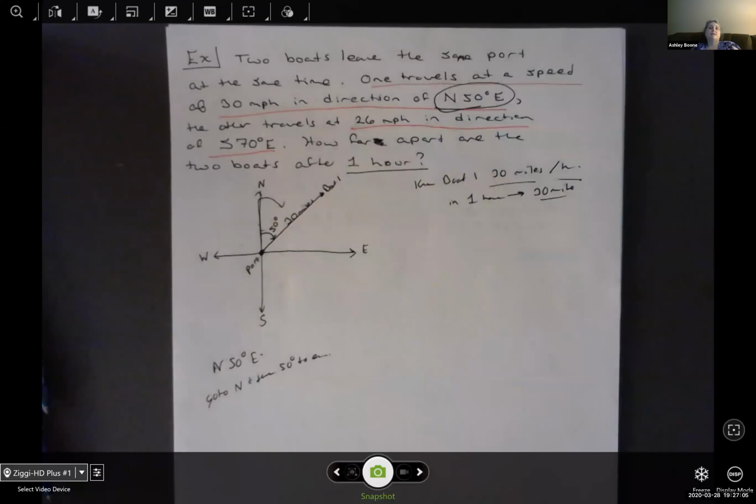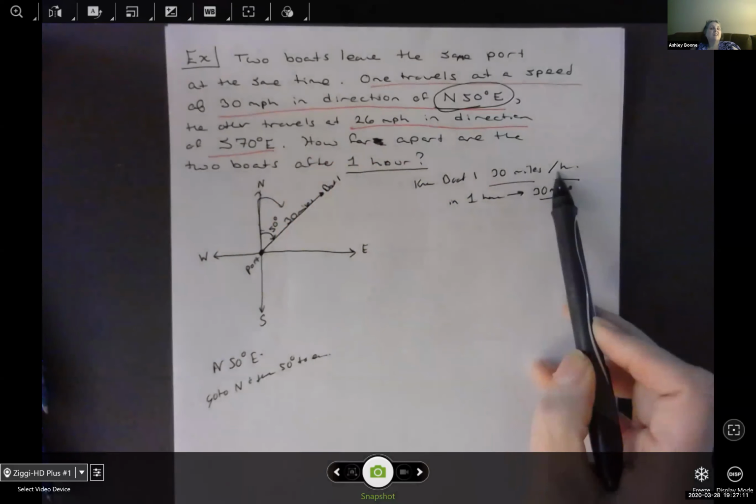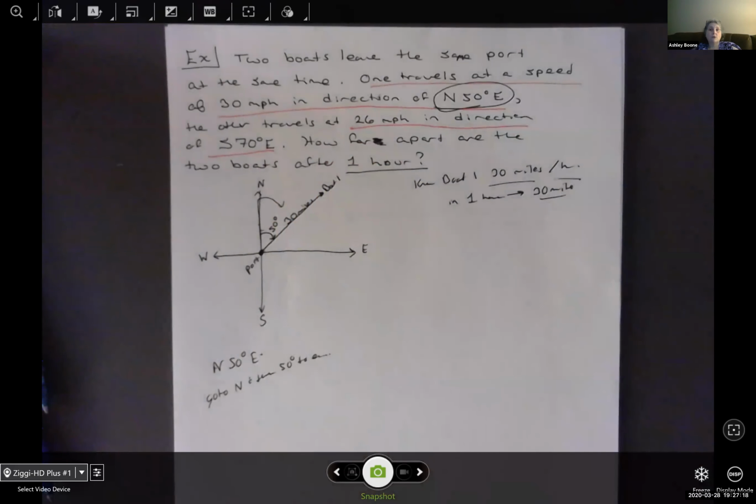Now, what's that mean? If it had traveled for 2 hours, it went 30 miles in an hour. So in 2 hours, it must have gone 60 miles. 3 hours, it would have gone 90 miles. The key there was the 1 hour, okay?